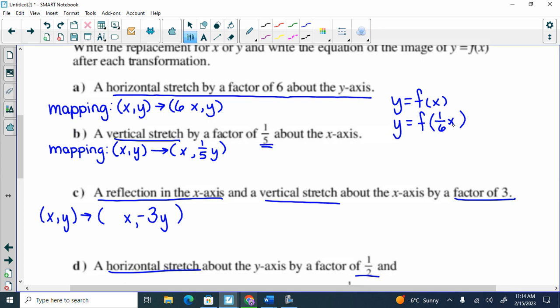Why is vertical amazing? Stays the same through everything. Equation, words, mapping, always stays the same. Okay? So we have a vertical stretch by a factor of 1/5. Cool. 1/5 goes in front of my f of x.